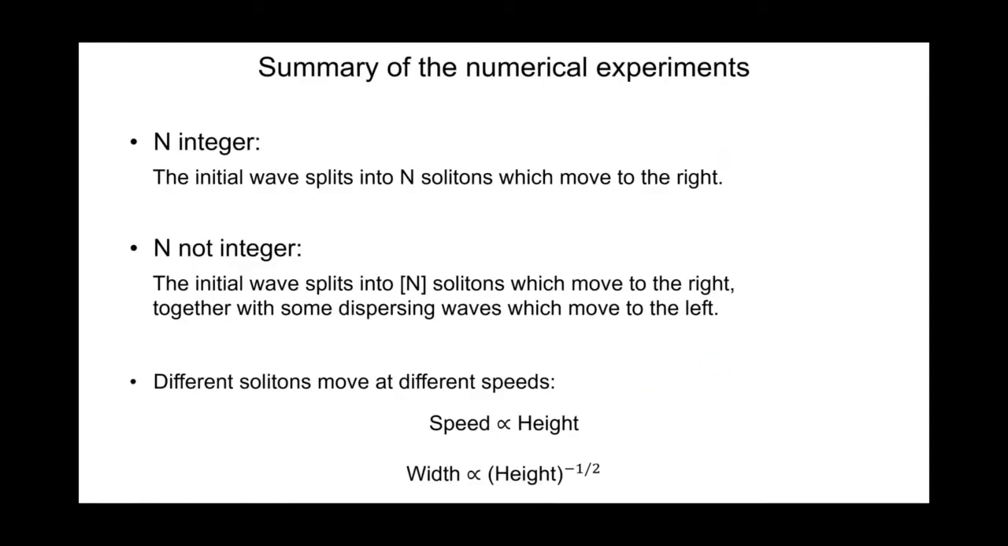Let's summarize the results of these numerical experiments. When the parameter n is an integer, we observe that the initial localized wave splits into exactly n different solitons which move to the right. On the other hand, when n was not an integer, we found that the initial wave split into a number of solitons which is equal to the integer part of n. And these solitons all move to the right, but in addition, there are also some dispersing waves which move to the left.